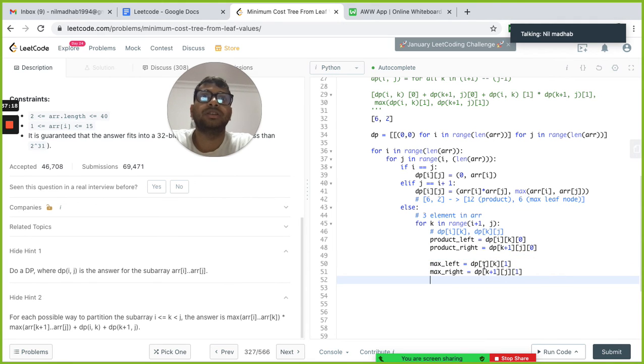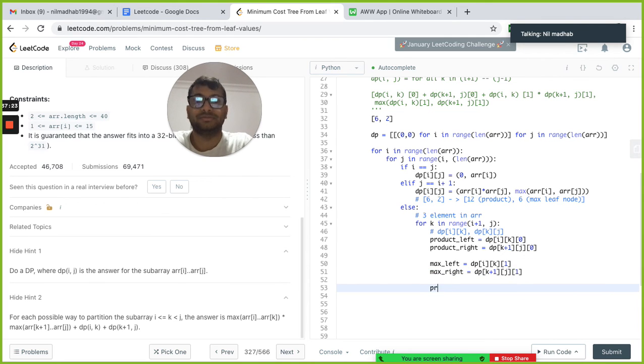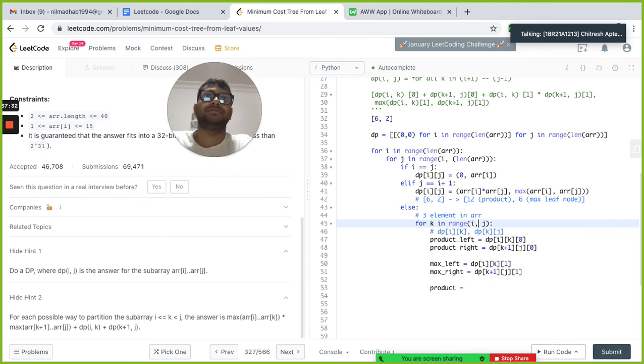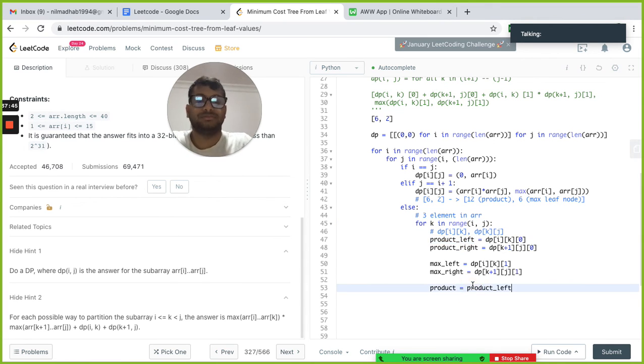Now how can we get product? So product will be... And in the for loop also, I think we can start from i, or it will not consider dp i also. True. Yes. Okay. Now product will be product left into product right, and maximum is max of max left, max right.